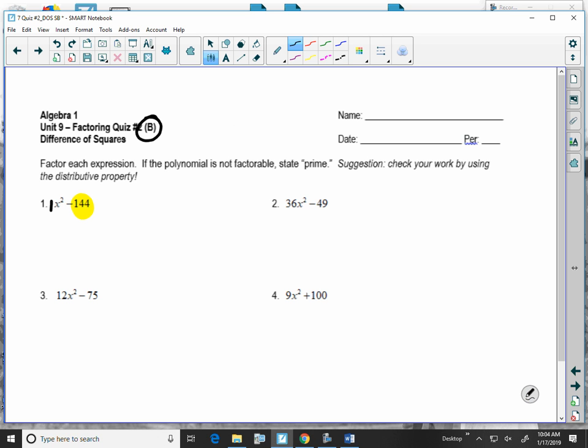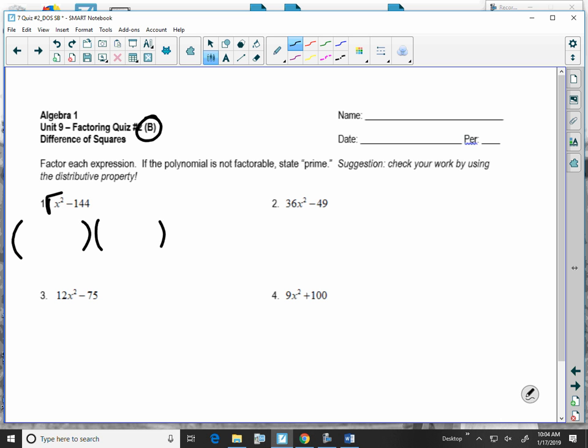Now, the number in front of x squared is 1. So we want to make sure that that's a perfect square, and it is. So all three things are checked off. Two terms, subtraction, perfect square numbers. So we're ready to do a difference of squares problem.